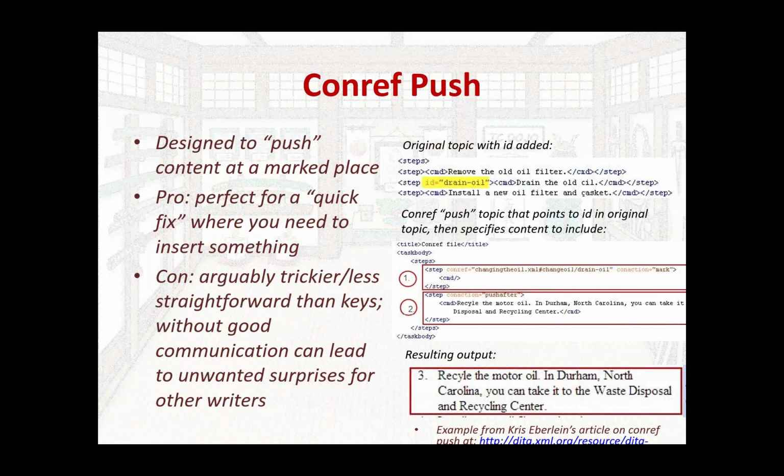I think this is in one of the DITA example files where you're looking at changing the oil in your car, and in one particular jurisdiction, you want to make sure you mention something about recycling the oil, because in Durham, North Carolina, there's a particular thing that applies to that area and not to other ones. So in this case, you can use the conref push topic that points to the ID in the original topic and then includes the content that ought to be thrown in. And the resulting output is, as you see at the very bottom.